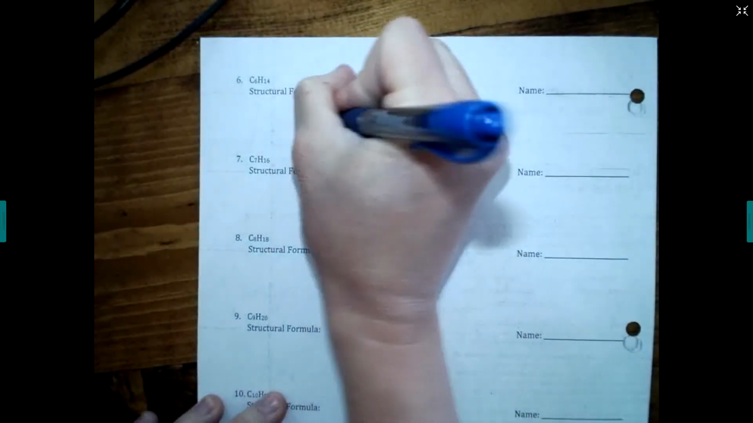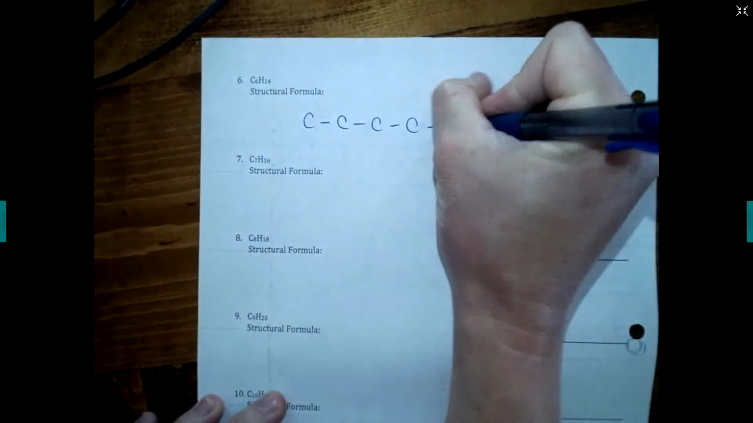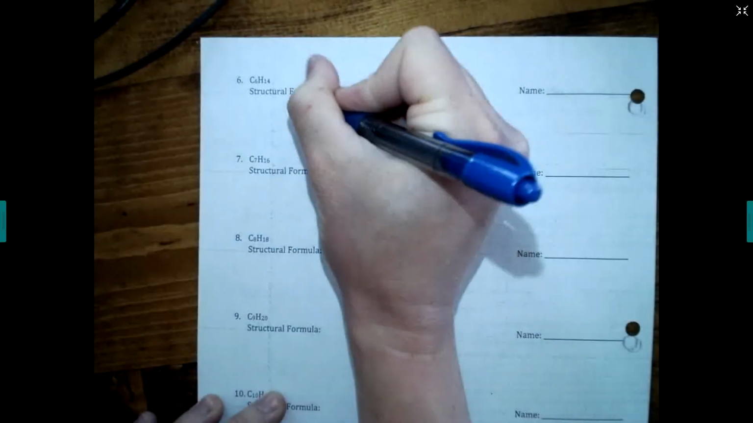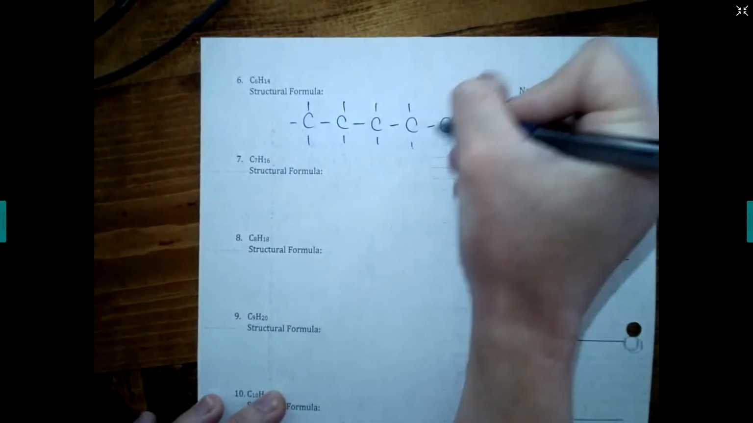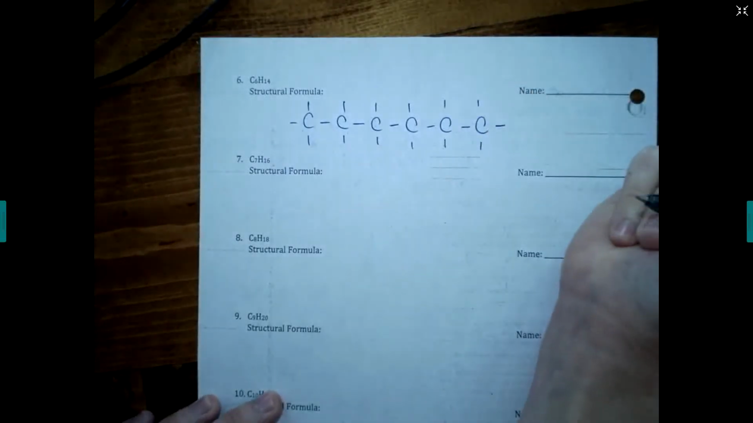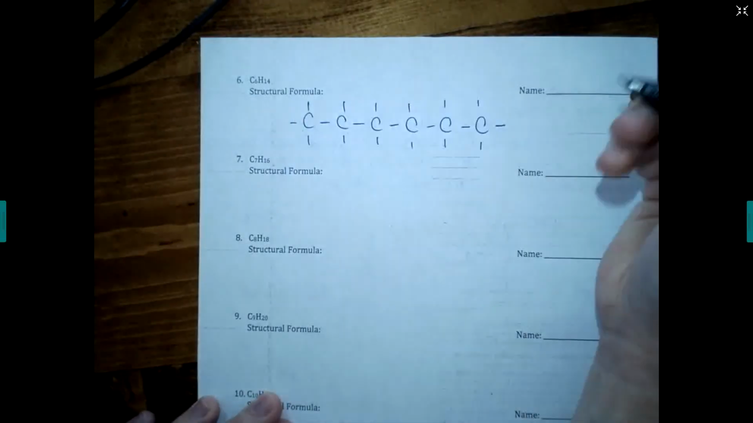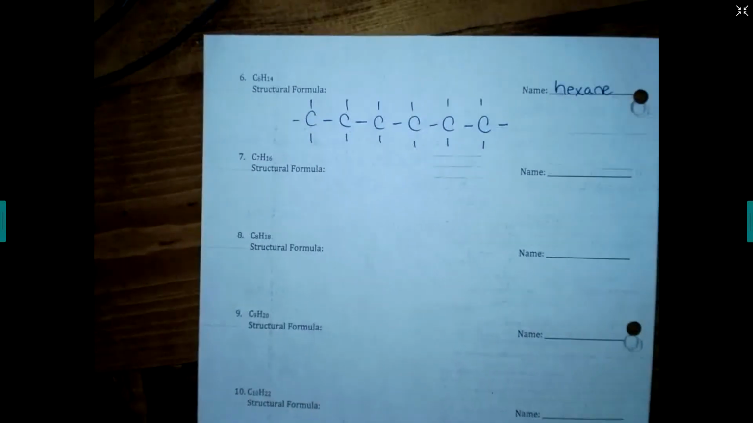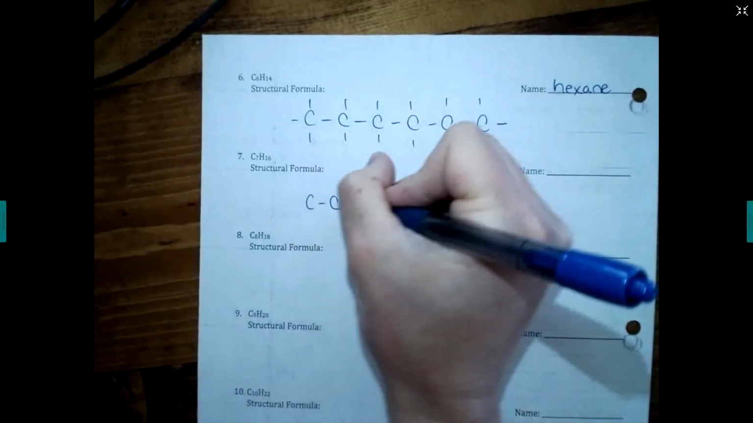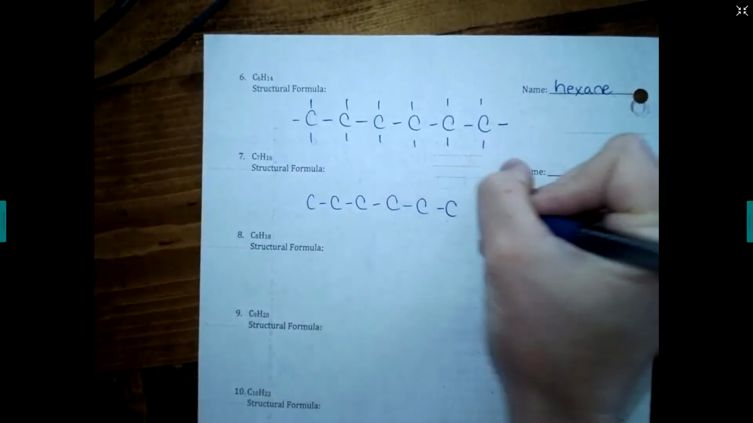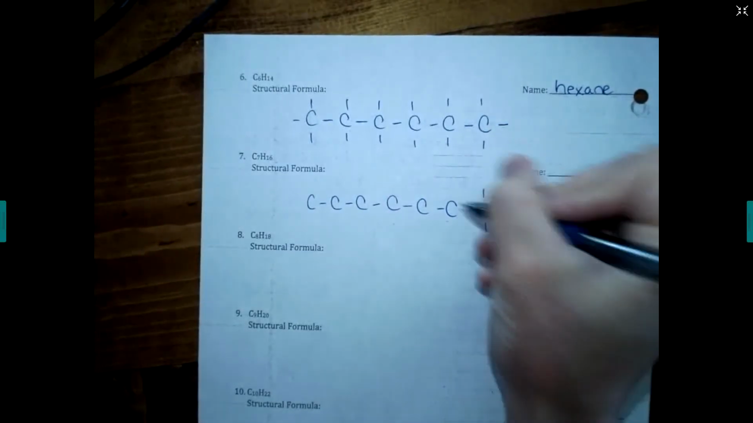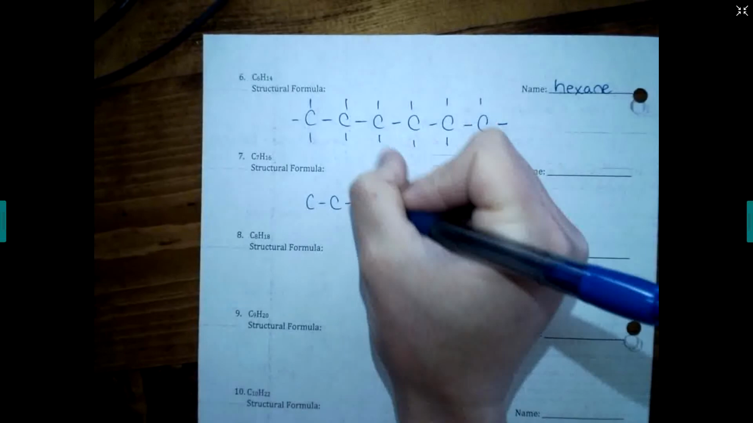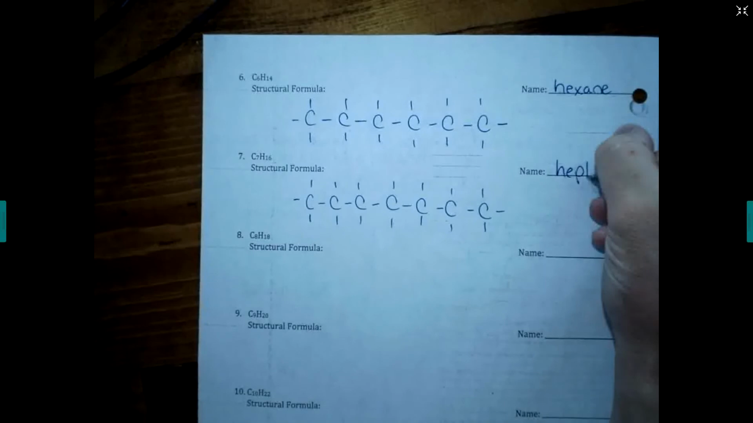Flip to the back. 6 carbons in a row. And that's 14 hydrogens. Prefix for 6 is hex. So this is hexane. Number 7. 1, 2, 3, 4, 5, 6, 7, 8, 9, 10, 11, 12, 13, 14, 15, 16 hydrogens. That is heptane.